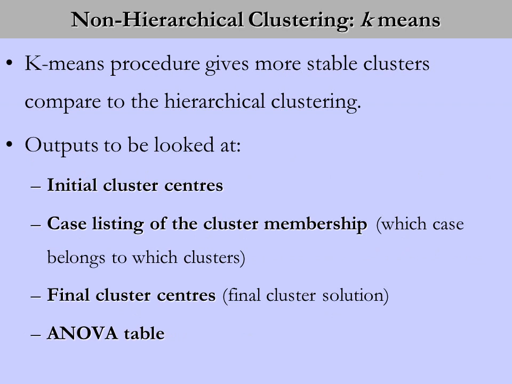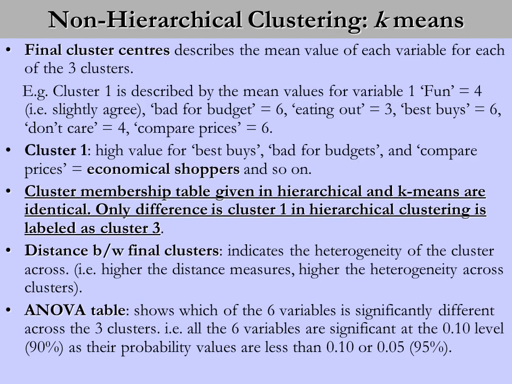Okay. So the major outputs which you will get in the cluster solution will finally be 4: initial cluster centers, case listing of cluster memberships, final cluster centers, and the ANOVA table. You are more bothered about final cluster centers, as they will give you cluster profiling. So you must know how to analyze them. I will give you an example of how to analyze them.